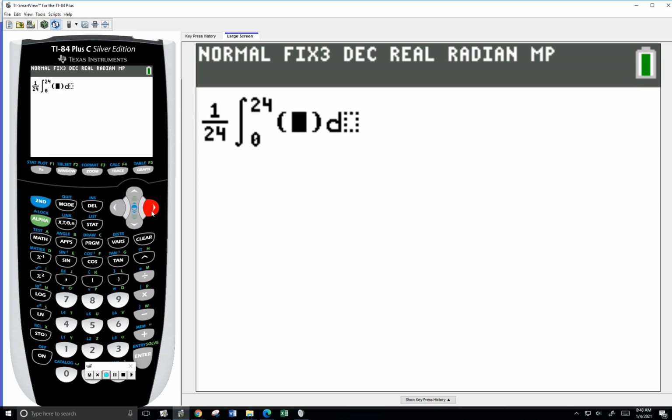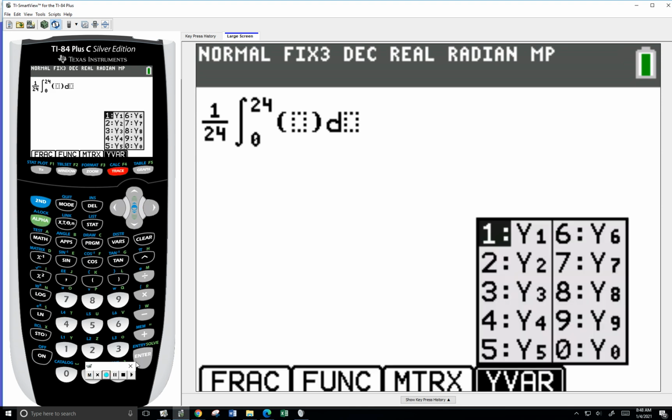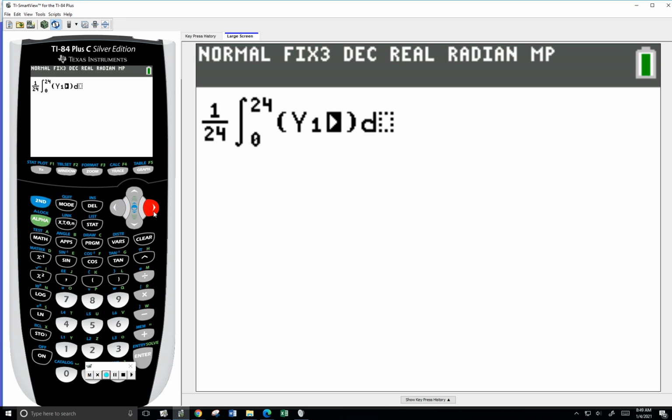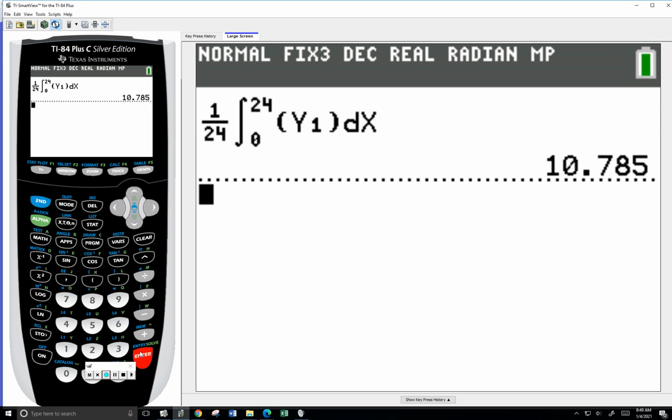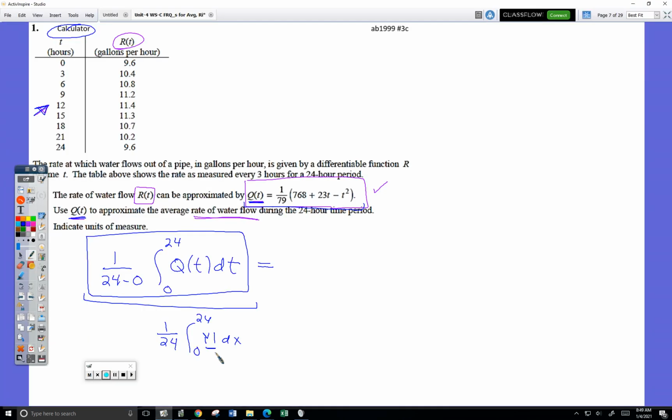Find the average of Q. Q is located in Y1, that's alpha trace. There's my Y1. And then I simply record the answer, 10.785. Make sure I use the units as well, because they're going to give me points for units.